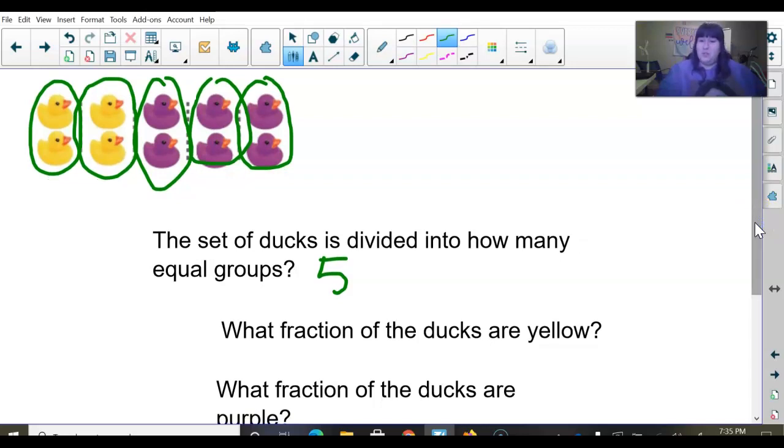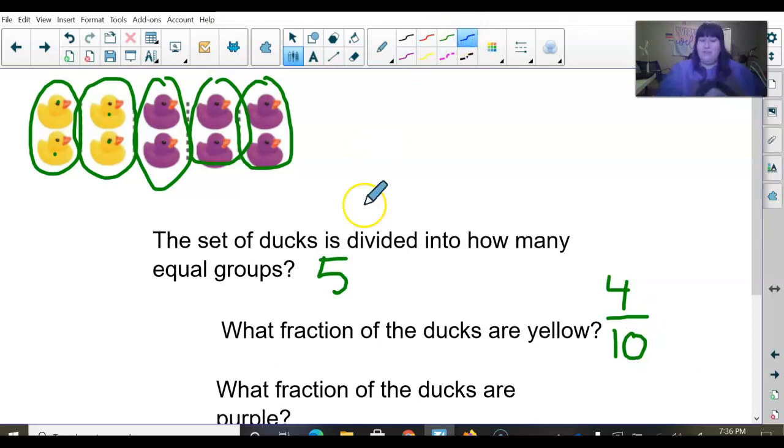Well, we could look at this in 2 ways. We could say, well, we have 1, 2, 3, 4 yellow ducks out of how many ducks total? 1, 2, 3, 4, 5, 6, 7, 8, 9, 10. So we could say we have 4/10 of the ducks are yellow.